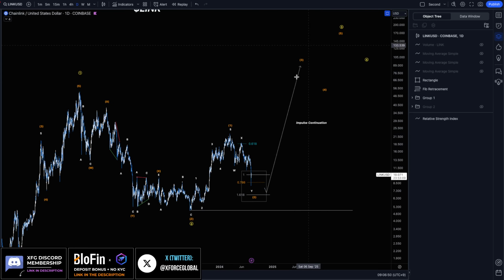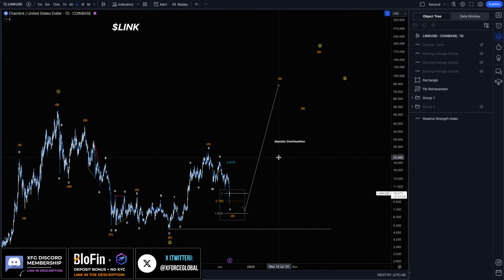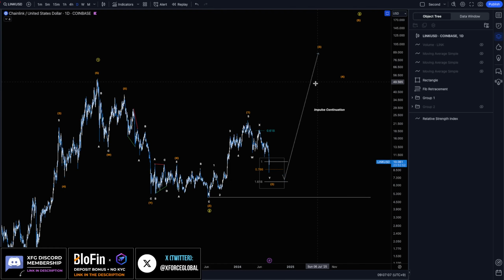Again, since we're working in the intermediate degree of a 1, 2, 3, 4, 5, all we're doing now is extending this wave 3 of the primary degree, as we have already assumed the primary wave 1, 2 has completed. So in this case, we're looking for extremely highly ambitious levels. But if that's not the case, we're still looking for at least a minimum target expectation of an equality leg of this wave 1, around the 100%.